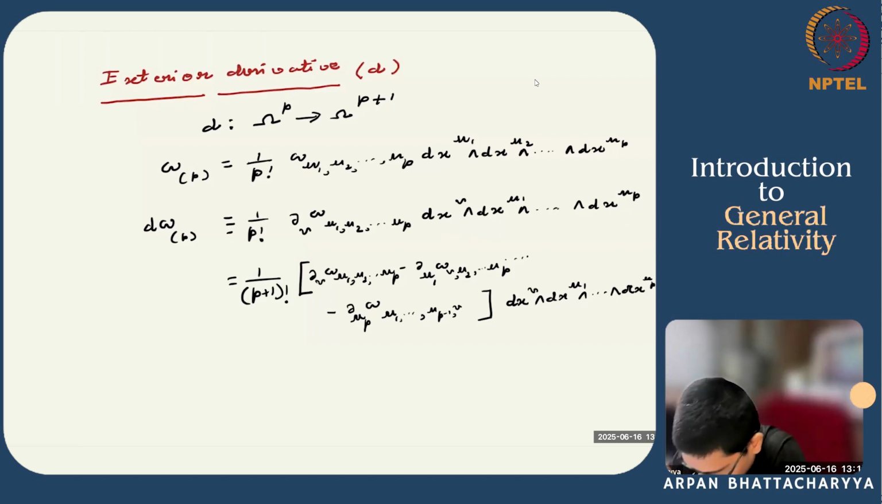Now you can do an antisymmetric swap between mu and each of these mu indices. So we will have a total of p plus 1 terms, and from this you can rewrite this in the following way.